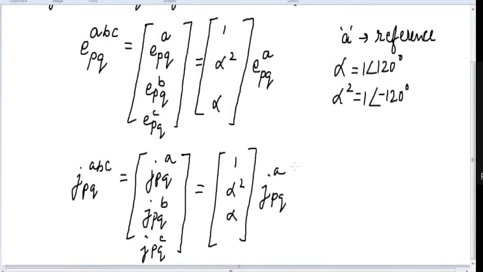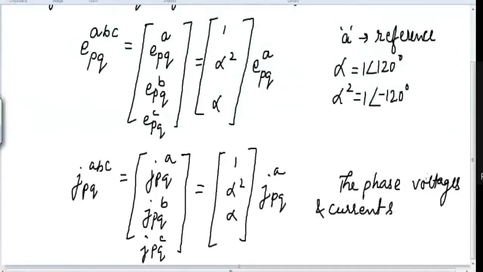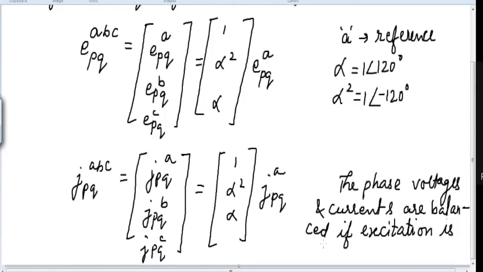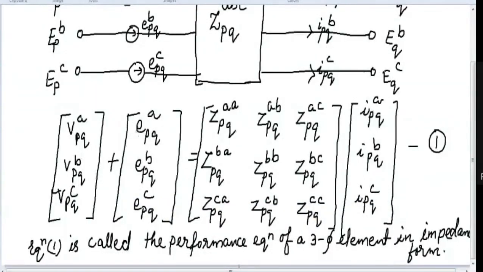And if we substitute this alpha operator in the performance equation of the impedance form, let us write this in the impedance form. So if we use this balanced excitation system, the phase voltages and currents are balanced, right? The phase voltages and currents are balanced if excitation is balanced, right? So if excitation is balanced, then the three phase voltages and currents are also balanced. Now the equation in impedance form, let us recollect it. So we have written this. So this is our equation number 1. We have already written this.